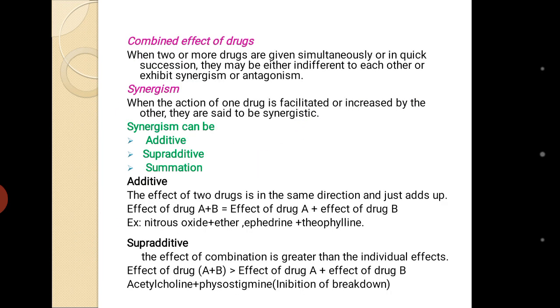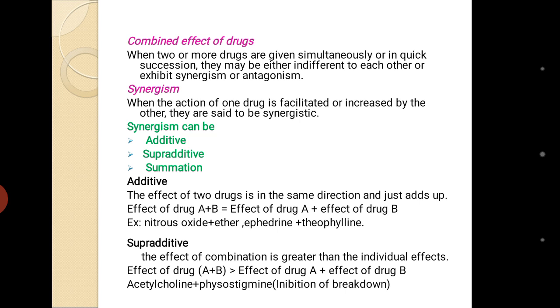Now, what do you mean by a combined effect of drugs? See, when you give two drugs together or simultaneously, one after the other, the effect may be synergism or antagonism. Then what do you mean by synergism? Synergism means one drug increases or potentiates the action of the other drug. Then what do you mean by antagonism? In antagonism, one drug inhibits the effect of the other drug. In pharmacology you can take it as the antagonist inhibiting the effect of the agonist.